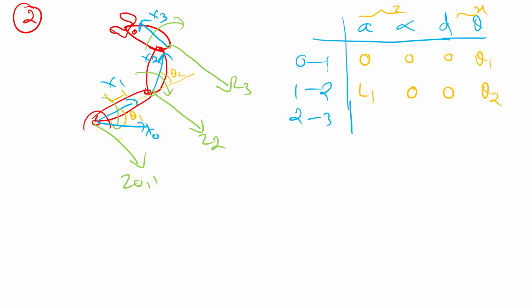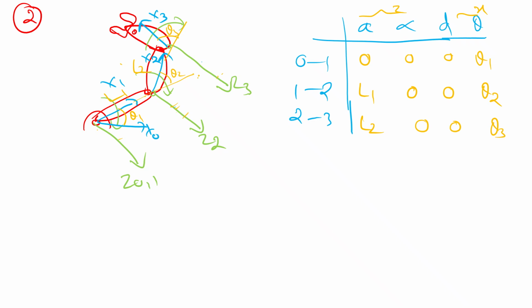Next one is the distance between z2 and z3. This length is L2, so let's take L2. The angle between z2 and z3, both are parallel, so it is 0. The distance between x2 and x3, both are intersecting, so it is 0. The angle between them: x2 is like this, x3 is like this, so the angle is theta 3. Okay, that's all. Then you have to substitute in the equation.